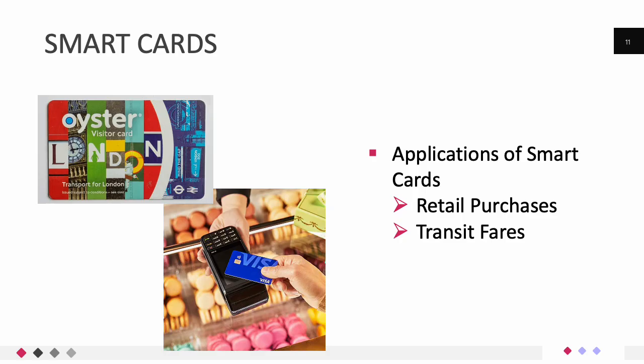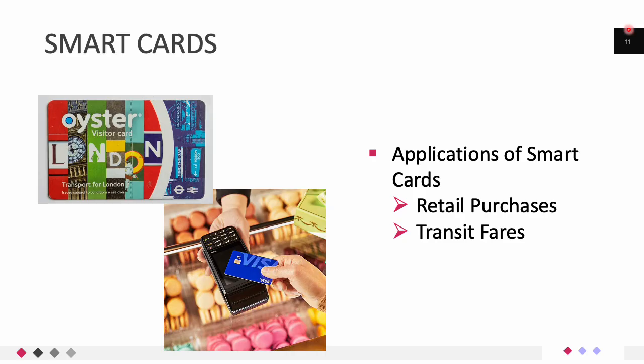Okay, so we use smart cards every day, right? First, retail purchases, just like what you see in the bottom photo, where someone is using their card to buy groceries or snacks. This could be your credit card, your debit card, or even mobile payments through your phone when you are shopping at 7-Eleven, Carrefour, or any local store.